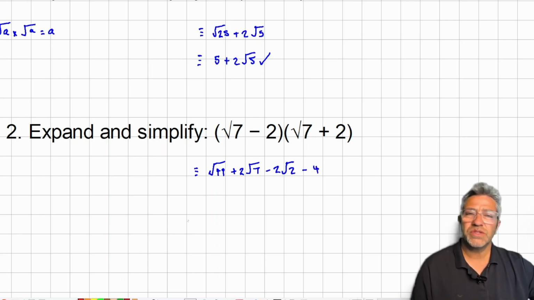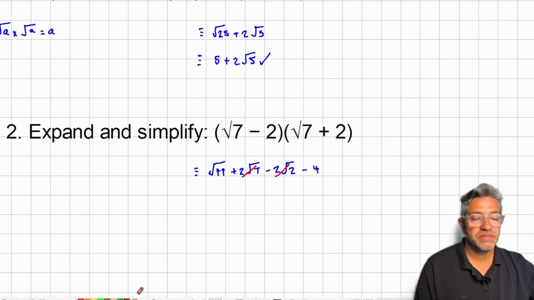At this stage, I always like to do this step in a different coloured pen. Plus 2 root 7 minus 2 root 7 will cancel out. I've just noticed, for some reason, although I said it, I wrote a 2 there. I can then do some further simplifying, tidying up. The square root of 49 is 7, and I still have my minus 4. 7 subtract 4 is 3.